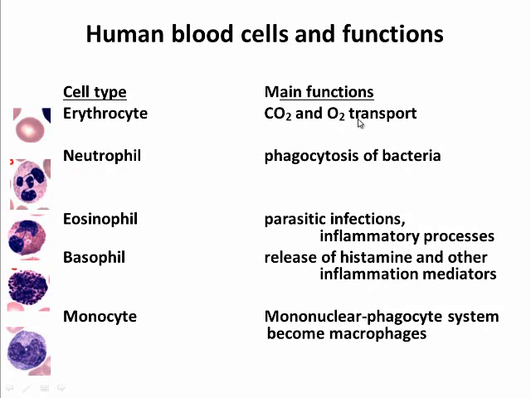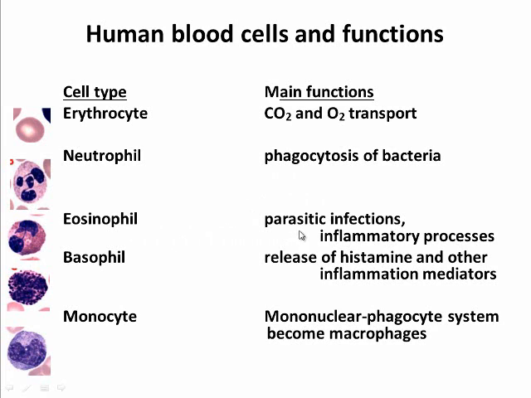Of course, oxygen and carbon dioxide is transported by the red blood cells. Neutrophil is phagocytosis of bacteria. If you have an infection, you have a lot of neutrophils. Maybe you've seen the pus associated with a little ant bite or pimple.